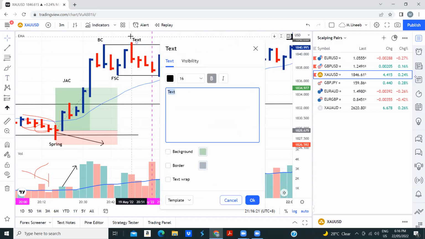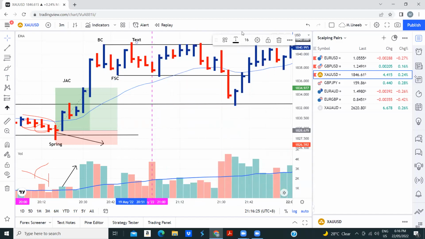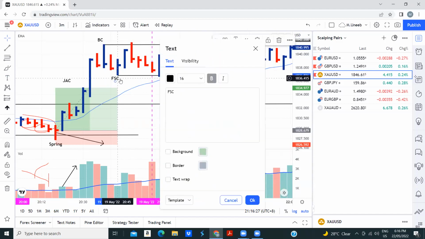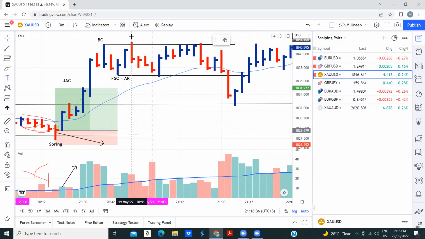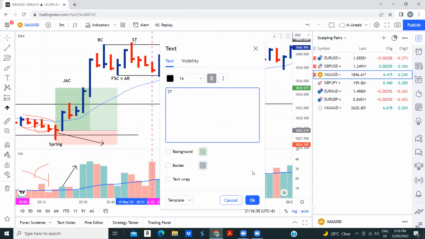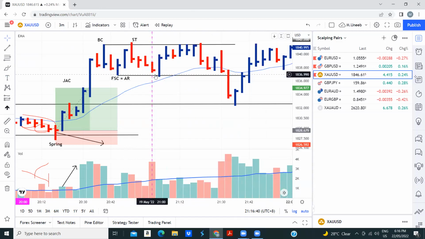Downside. So if it's a failed selling climax, then this is what? Automatic. So if this is a failed selling climax, this will become what? Automatic reaction, AR, right? Failed selling climax is equal to AR. This one is what? Secondary test.